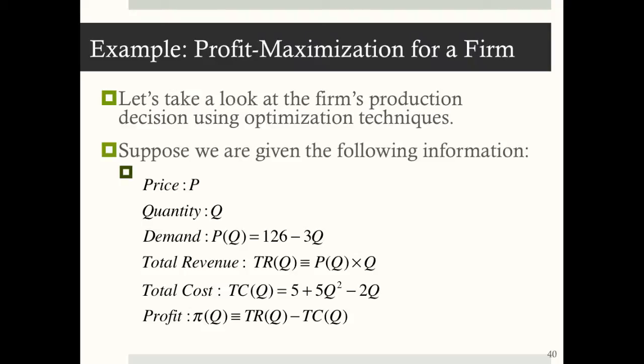So let's jump right into a firm's production decision using optimization techniques. Suppose we're given the following information. P is price, Q is quantity. The inverse demand curve is 126 minus 3Q. Total revenue, as always, is defined as price times quantity. Total cost is given to us as 5 plus 5Q squared minus 2Q. And profit is defined, as always, as total revenue minus total cost.